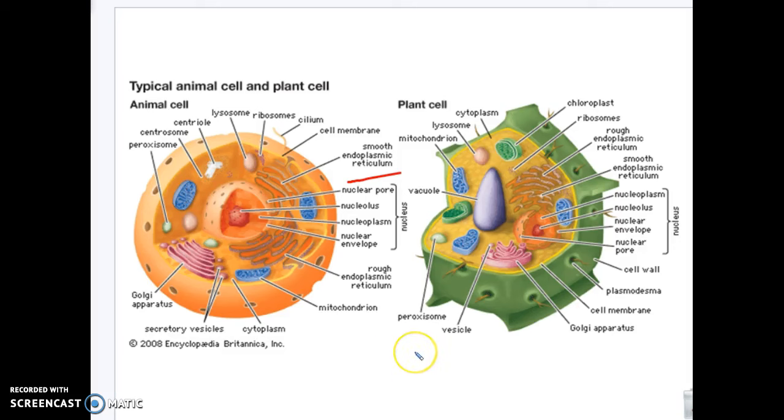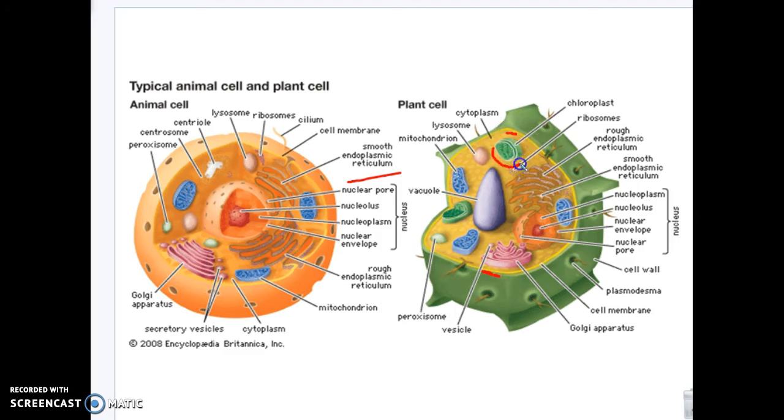Okay, so I just wanted to clear up a few items that you need to know for your test. The first thing that you need to know is the difference between a plant and an animal cell. Don't forget there's only a few differences. The plant cell has a cell wall, which is this really thick part outside of the cell membrane. Don't forget both cells have a cell membrane, but the plant cell also has a cell wall.